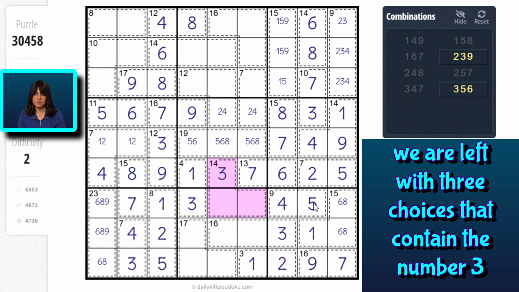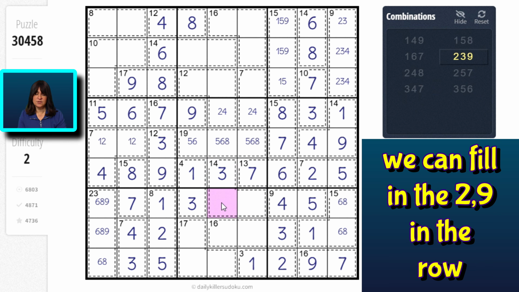And it can't be the 3, 5, 6, since there's a 5 in the row. So it has to be the 2, 3, 9. So these cells are either a 2 or a 9. And that means this cell can't be a 9 anymore. So now the 9 has to go here.